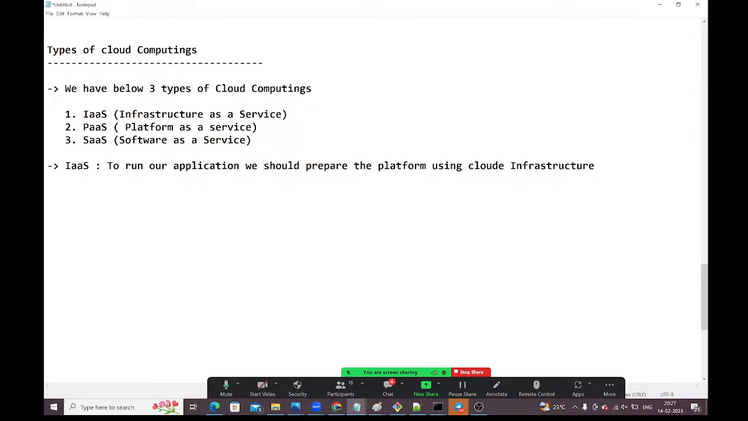In the case of IaaS, we only need to prepare the platform by using the resources which are provided by the cloud infrastructure. See, guys, providing the infrastructure means what? You want computers, they will provide. You want storage, they will provide S3. You want database, they will provide RDS or DynamoDB. You want security, they will provide the VPC. You want monitoring, they will provide the CloudWatch. Whatever resources you want, they will provide those resources.